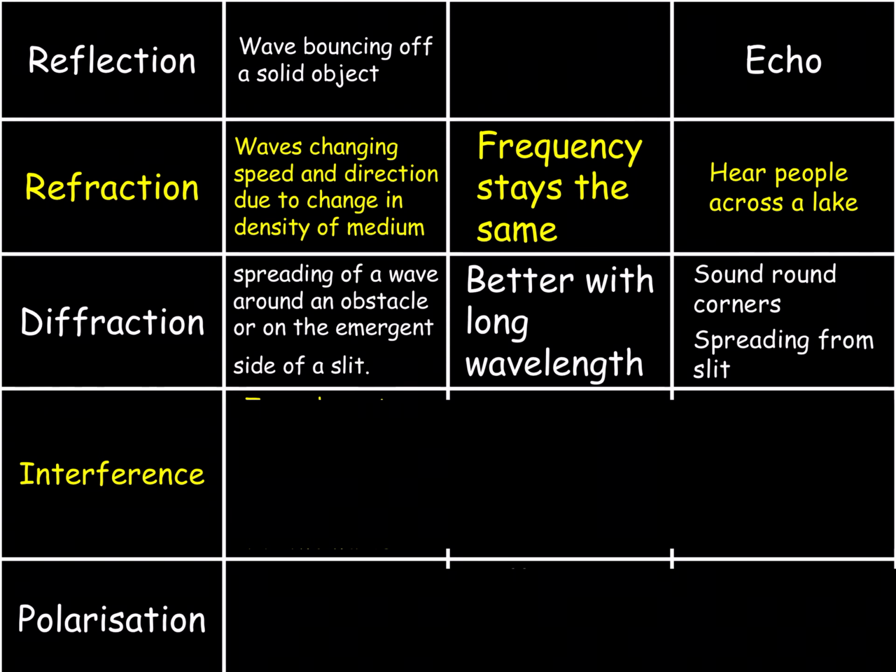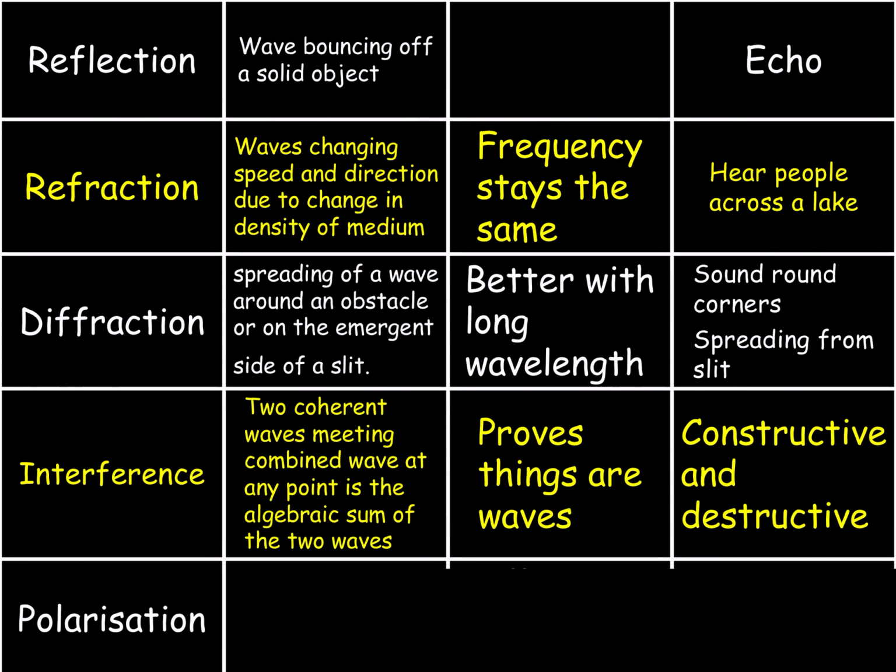Diffraction: the spreading of a wave around an obstacle or on the emergent side of a slit. It's better with longer wavelengths. Sound goes around corners. It's spreading from a slit as well. Interference is where two coherent waves meeting combine at any point. It's the algebraic sum of the two waves. And it proves things are waves. Anytime you can get things to interfere, it proves they're waves. You can have constructive and destructive, and they form an interference pattern.